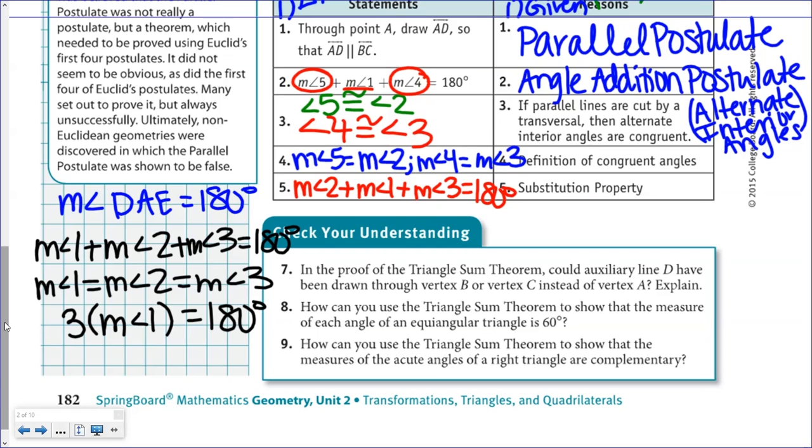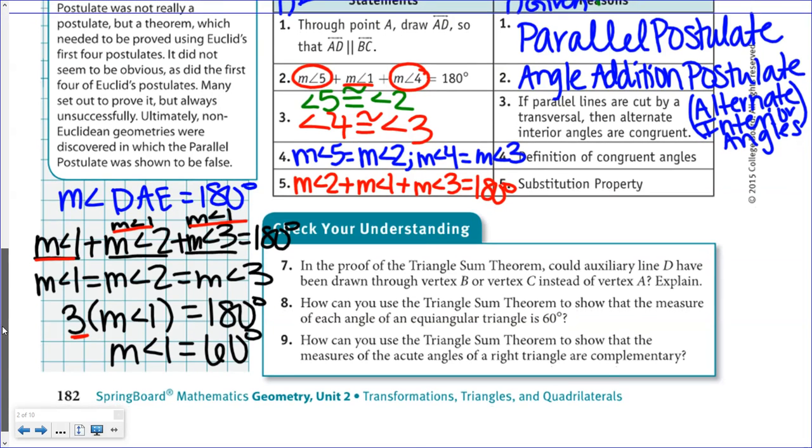And that's because this one would just be angle 1. Angle 2 is the same as angle 1, so I could make that an angle 1. And then angle 3 is also the same thing as angle 1, so I can make it the angle 1 as well. And so I'd have 1, 2, 3. That's where that 3 comes from. And then if you divide by 3, the measure of angle 1 is equal to 60 degrees. And so that's what they were looking for on that one.